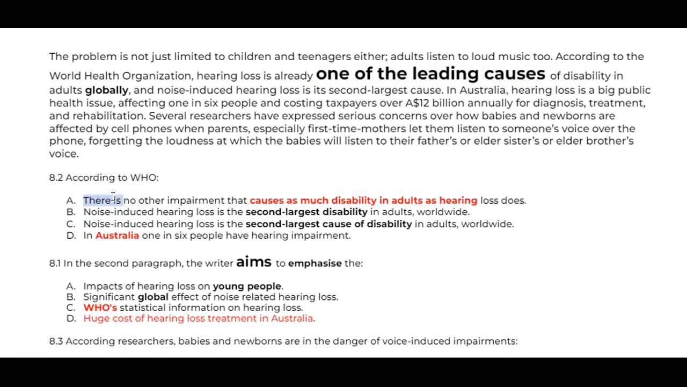Now we have to single out one of them. Noise-induced hearing loss is the second largest cause of disability in adults. So C will be the correct answer. Anybody shocked? Do you want to have a discussion on this? Anybody? Yeah, it's very clear. Cause and disability are slightly different. So C will be the correct answer.